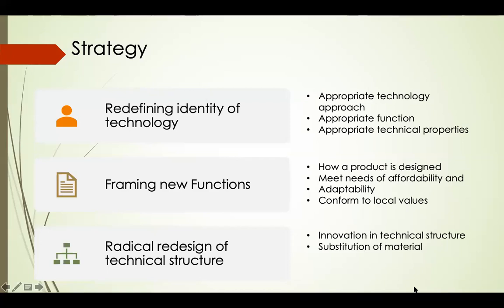Oh, okay. So the next one is the radical redesign of technical structure. So here, solar companies will redesign the product through innovation in architecture and components, and it also involves the substitution of materials.